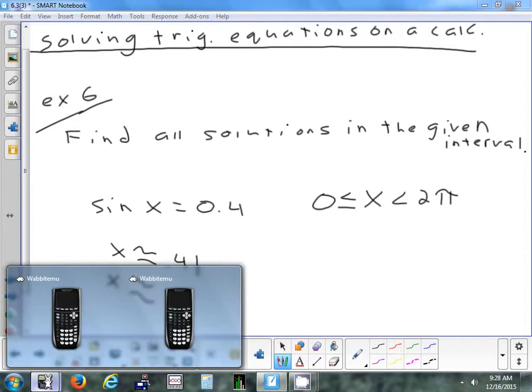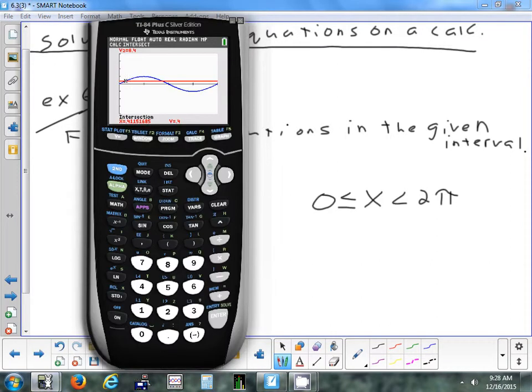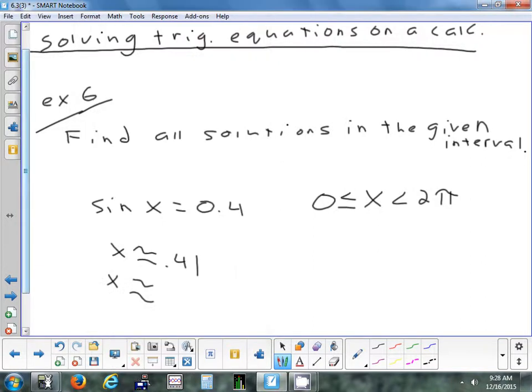What'd you type in for your window? I did zoom 7, but then I adjusted the x min and the x max to these two values that they gave me, 0 and 2 pi. 0 and 2 pi. Yep. Okay, so my second one, what did you get for the first one? 0.41. Okay, the second one is about 2.73.